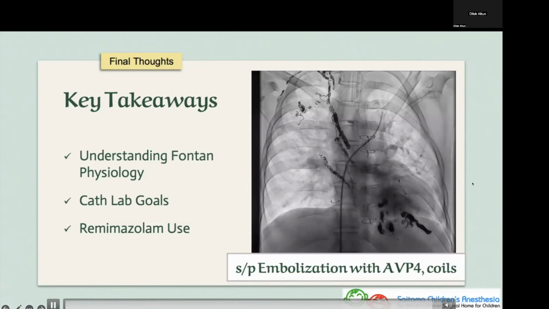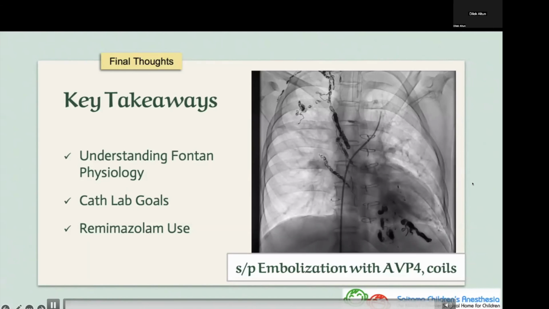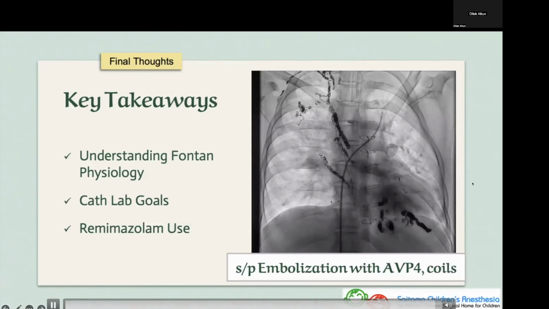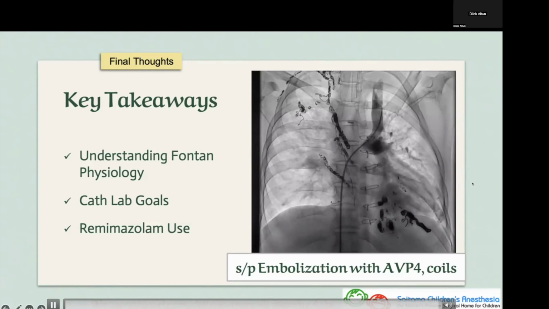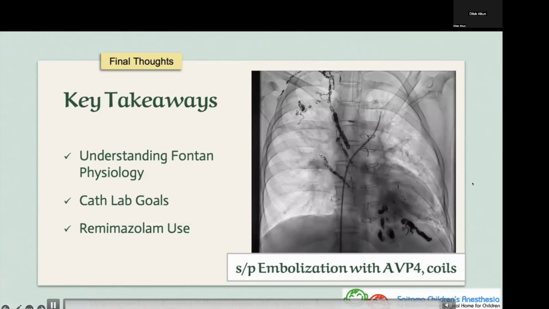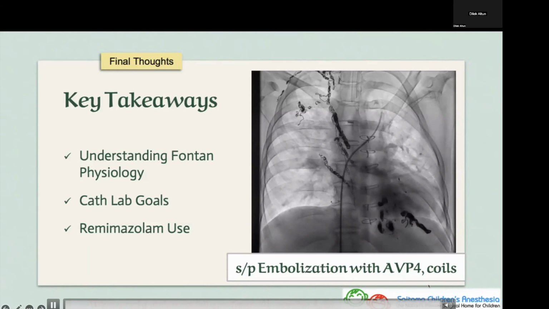Lastly, the use of remimazolam has proven to be an invaluable tool for anesthesia in these patients. Its short-acting nature and favorable hemodynamic profile allow for a smooth, controlled anesthetic experience, reducing the risks of hypotension and prolonged recovery. In closing, we welcome fellows from across Asia to collaborate with us in advancing pediatric anesthesia care.